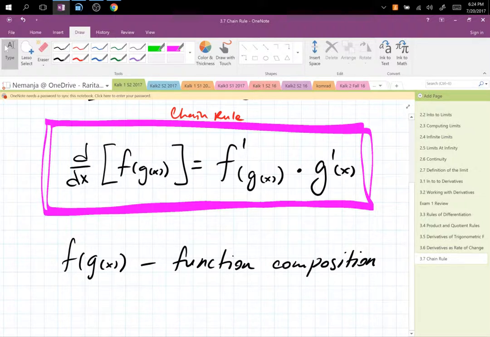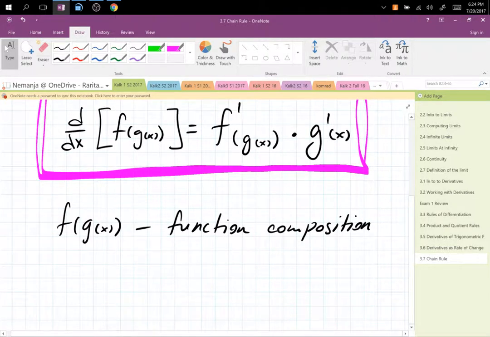Now, this is one of the major sections in your pre-calculus class, and if you don't understand function composition, then probably this section and the rest of your calculus career is going to be difficult until you figure that out. So what is function composition? Function composition is when you plug one function into another function. That's what it is. So you're not adding them, multiplying them, you are plugging one function into another function.